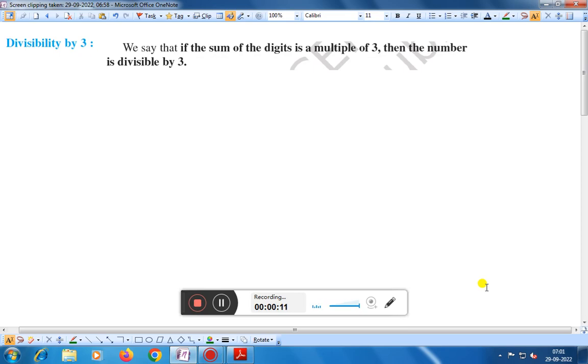What is the divisibility rule by 3? We say that if the sum of the digits is a multiple of 3, then the number is divisible by 3. Let us take some examples. Suppose I have taken one number, that is 24.